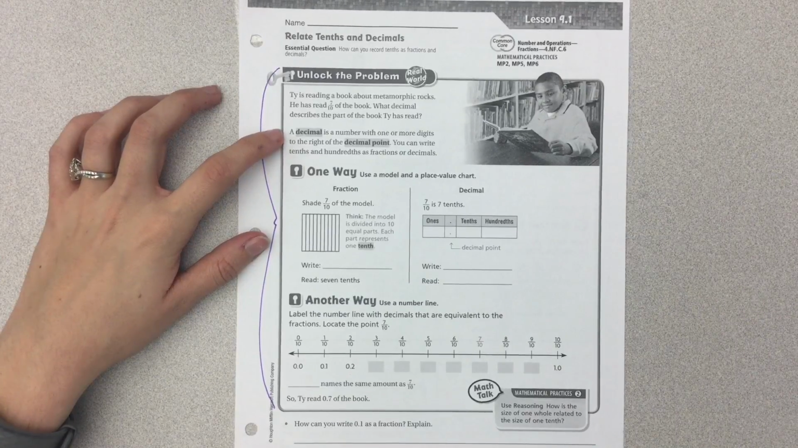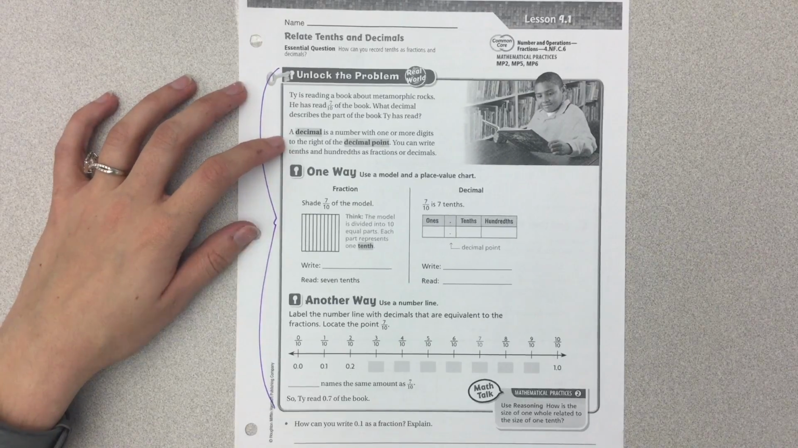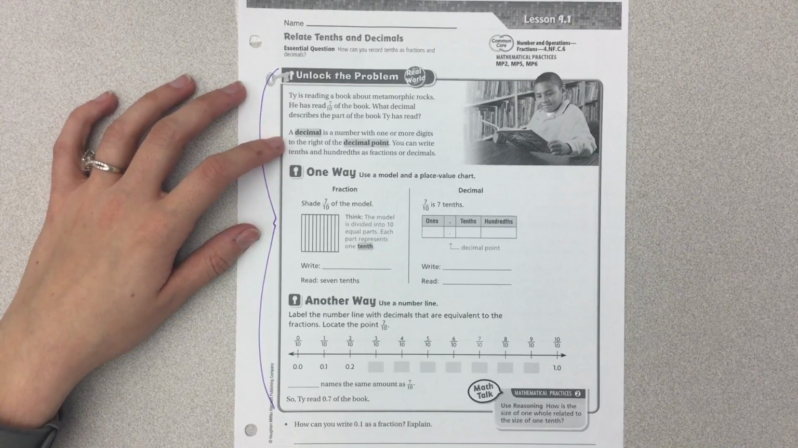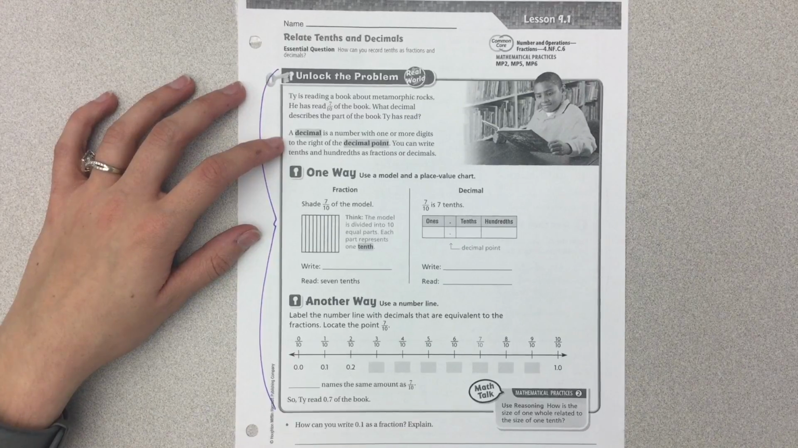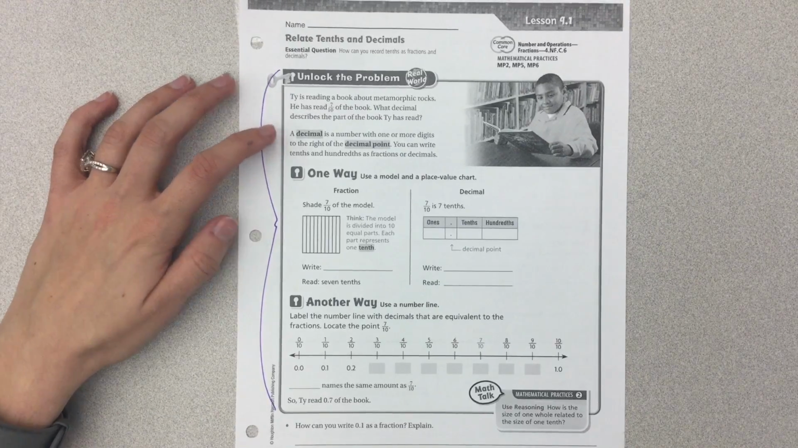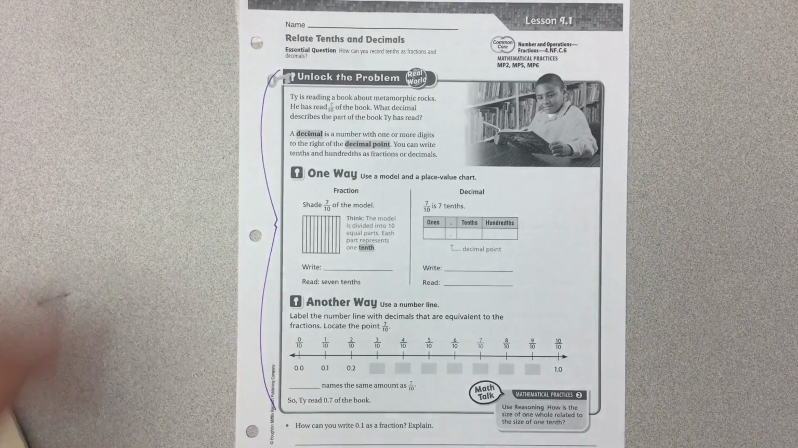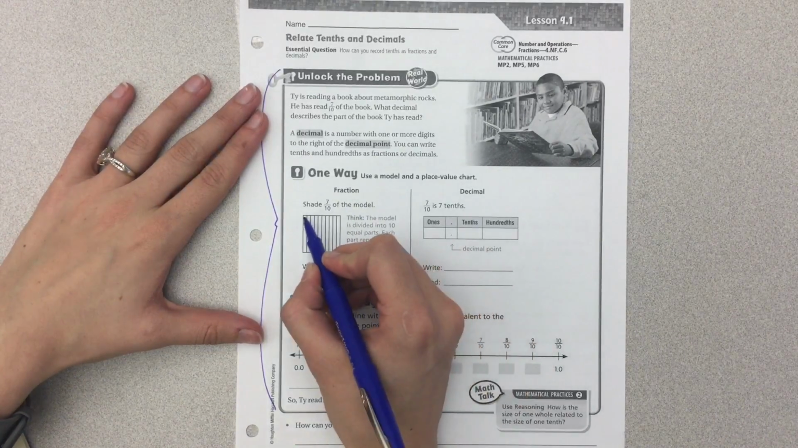A decimal is a number with one or more digits to the right of the decimal point. You can write tenths and hundredths as fractions or as decimals. The first way they want us to solve this problem is to use a model and a place value chart. For the fraction, they want us to shade 7/10 of the model. So I'm going to shade 7 pieces of it.